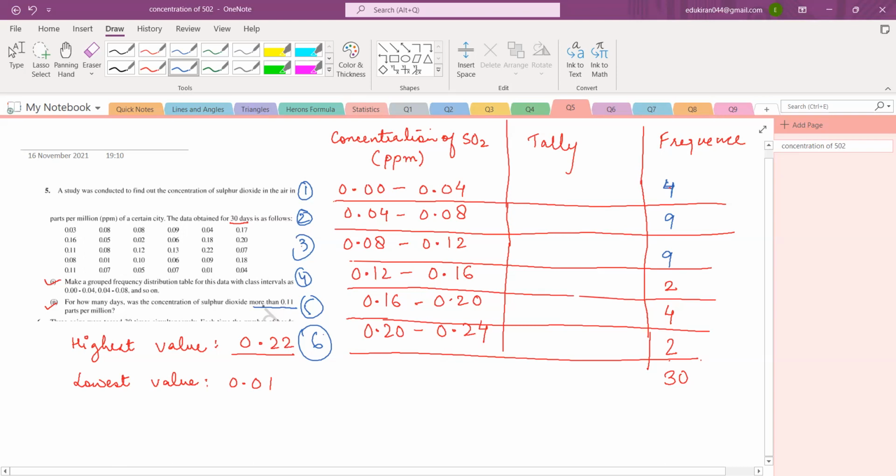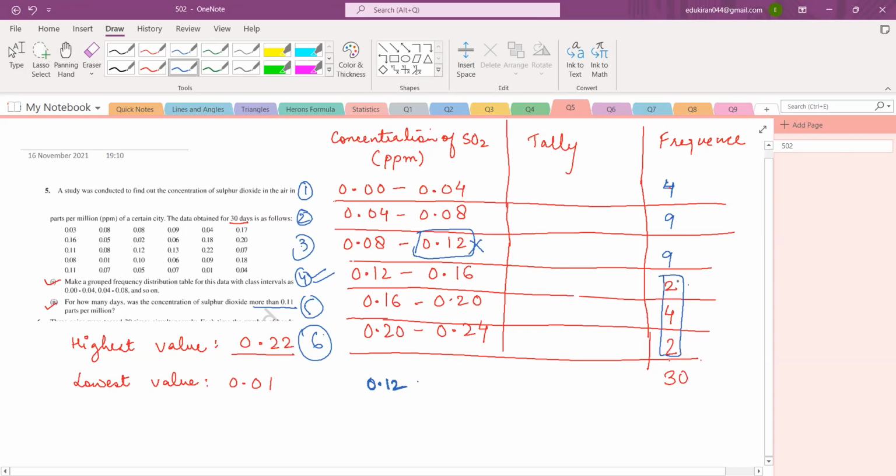Now, it is saying more than 0.11. That means you have to start with 0.12, right? You have to see how many days have quantity starting from 0.12. Now look at the row third. So 0.12 is not going to be counted here, right? It will be counted in row number 4. So therefore, we will add only this much.